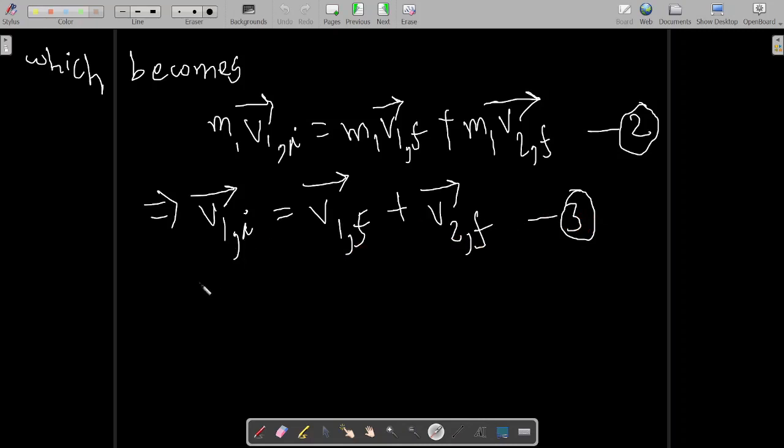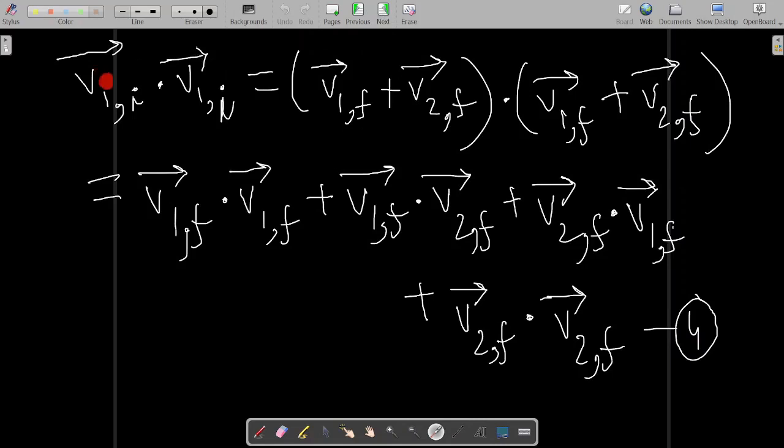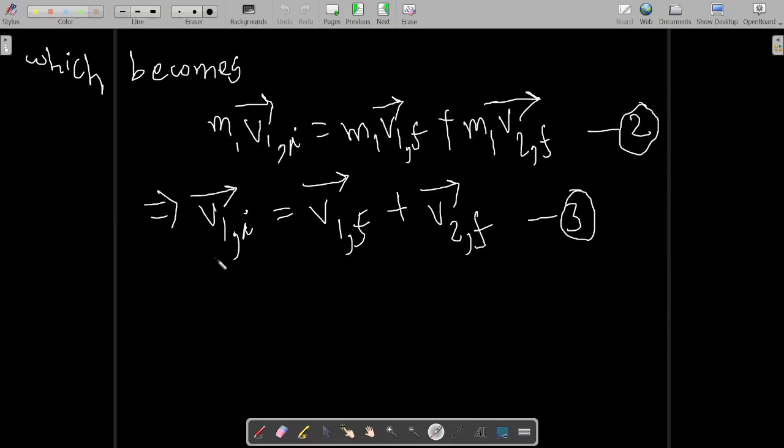So the initial velocity in vector form is equal to the sum of the two final velocities. It is a vector sum, not an arithmetic sum, because the vector symbol is there. Then you have to take the dot product of this entity with itself.